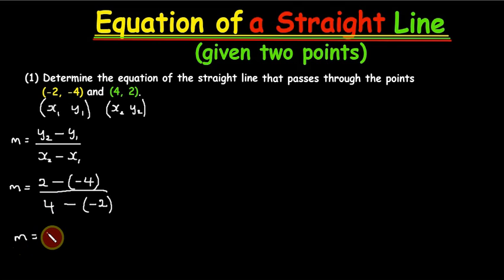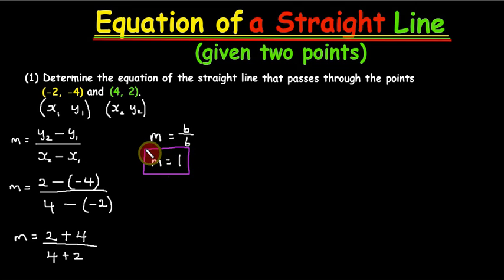So we have 2. A negative multiplied by another negative will give us a positive. And here we have 4. A minus multiplied by minus will give us a positive 2. So our gradient m is equal to 6 divided by 6. 4 plus 2, 6. So m is equal to 1.